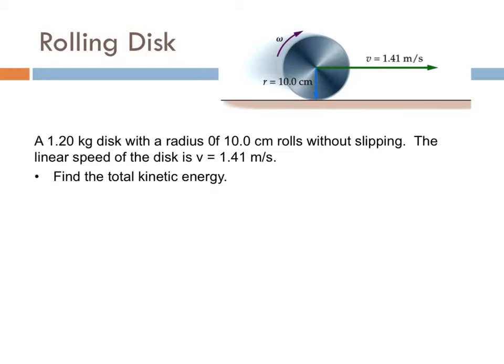So let's look at this example. We have a 1.2 kilogram disc with a radius of 10 centimeters that rolls without slipping. The linear speed of the disc is 1.41 meters per second. So here we have an object that is rotating and moving forward. So we can look at our total kinetic energy as being the linear kinetic energy. This is the energy it would have if it was sliding across the table. And again, this is the energy that it has because it is also rotating.